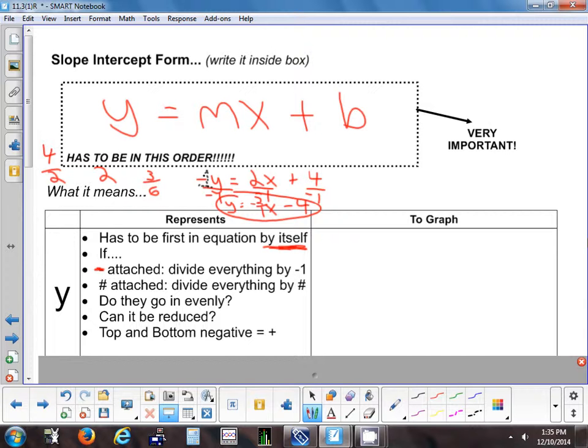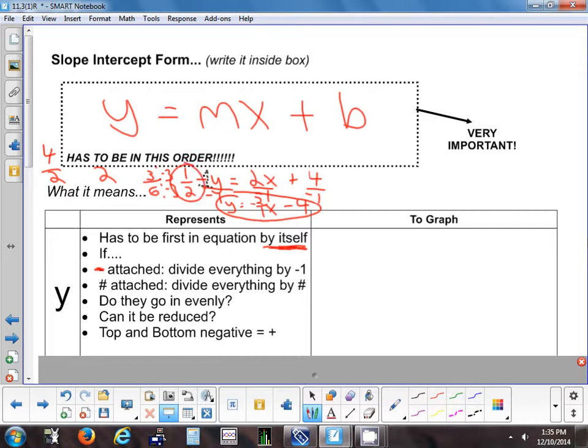I can reduce that, right? How can I reduce that, Victoria? If it's 3 over 6, what would I divide by to reduce it? Divide everything by 3, right? On the top I would get what? 3 divided by 3 is what, Victoria? 1. On the bottom I would get 2. So that's how I would reduce that.